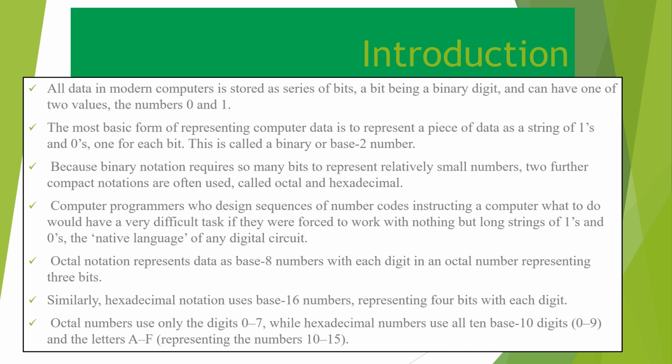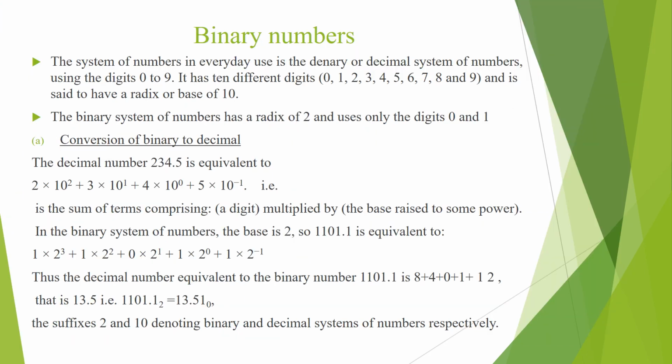Octal notation represents data as base 8 numbers, with each digit in an octal number representing 3 bits. Similarly, hexadecimal notation uses base 16, with each digit representing 4 bits. Octal numbers use only the digits 0 to 7, while hexadecimal numbers use the digits 0 to 9 and A to F, with A to F representing 10 to 15. So let us start with the binary.